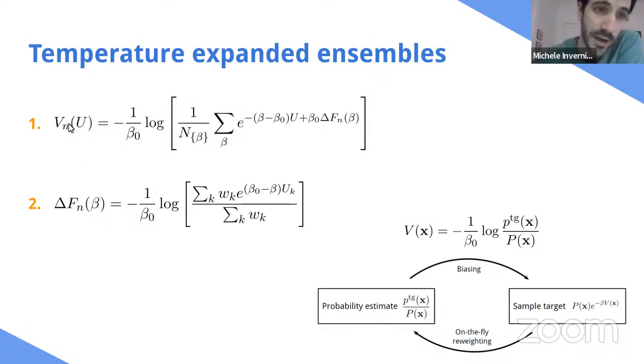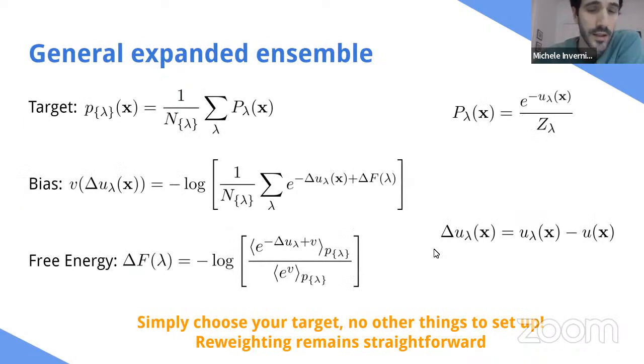One that defines the bias at step n, which is a function of this estimate that is obtained through reweighting. And this is the OPES scheme in action.